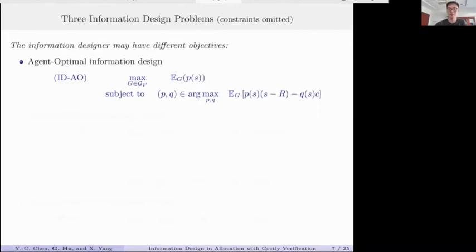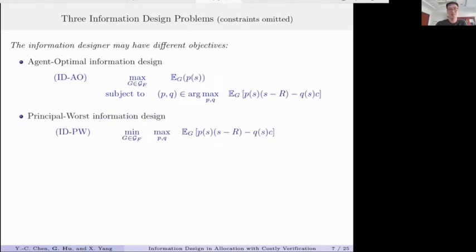This is the agent optimal information design problem. And the second problem we are going to consider is the principal worst information design problem. The information designer chooses signal distribution G to minimize the principal's payoff from an optimal mechanism. This problem sounds weird at first glance, but it can be justified.